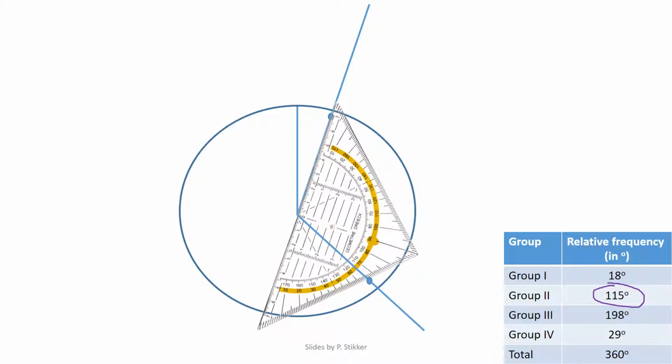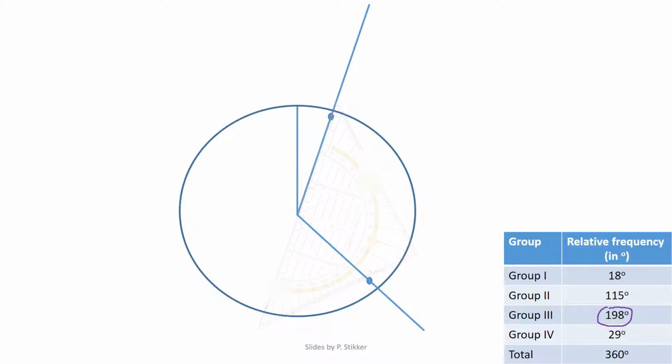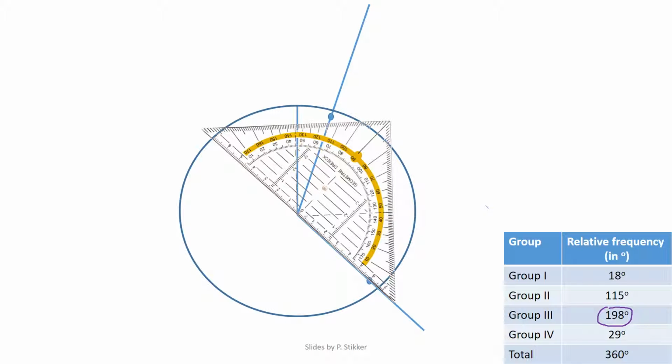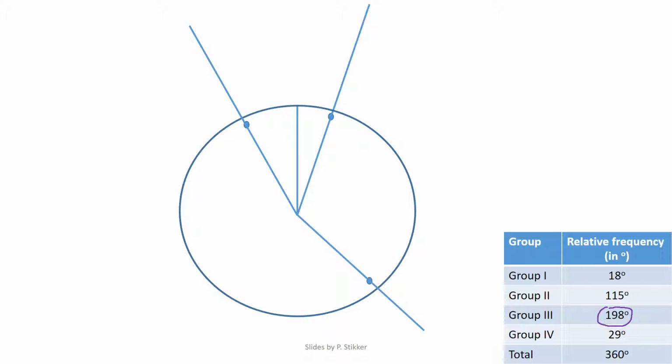The next group of 198 degrees is a little bit tricky because the protractor only goes to 180. However, 198 is the same as 180 plus 18, so we can actually measure 18 degrees in the opposite direction. So here I'm drawing the 18 degrees and we actually have the line there.